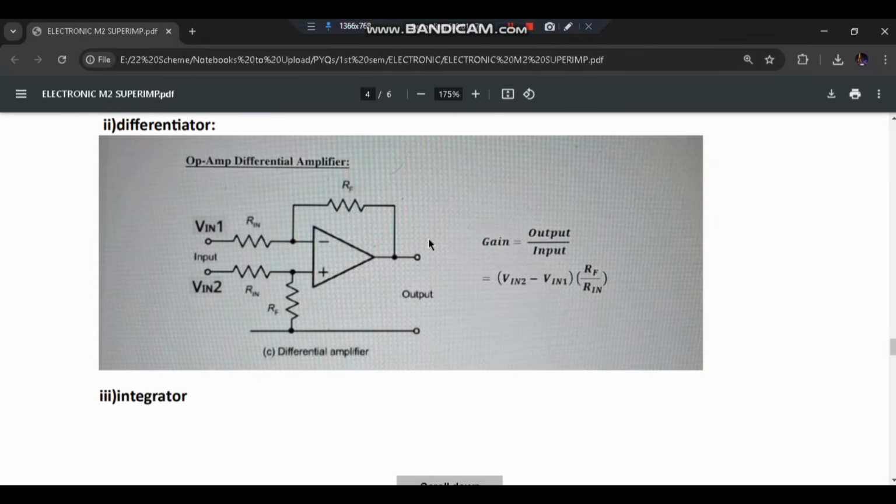Next is the differentiator. In the differentiator you will have a circuit diagram where two inputs will be there, v1 in and v2 in, and there will be resistances followed by the op amp. This is the differential amplifier. The gain will be output by input, which is v in 2 minus v in 1, the difference between the second and the first voltage, multiplied by the resistances Rf by Rin. Rf is this one and Rin is this one. These both are the same. That is the gain we get.